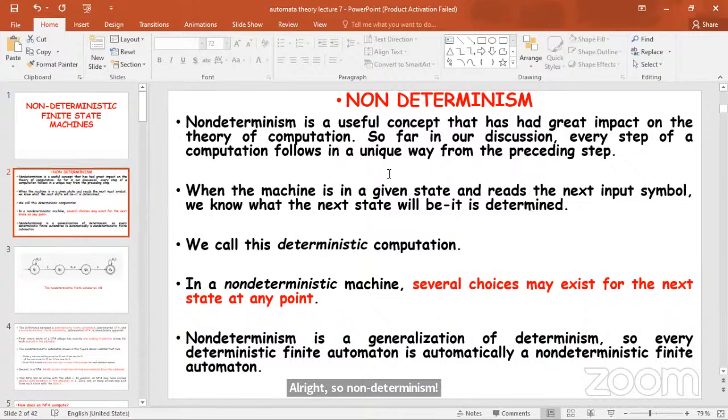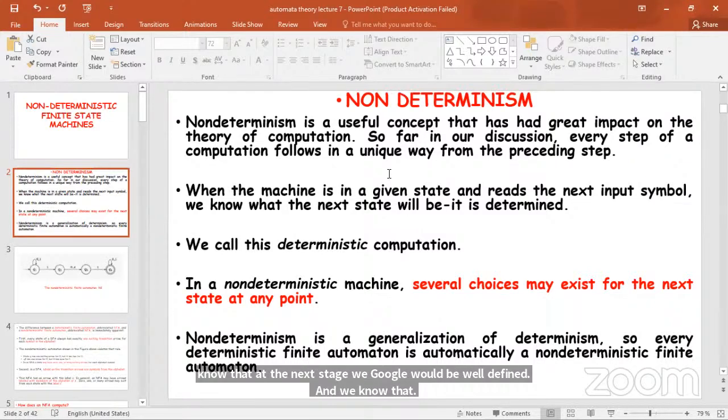So far in our discussion, we have looked at only a unique way of moving from previous steps to the other. So in state A, you can move to state B or state D upon the receipt of an input function. But when the machine is in a given state and reads the next input, we know that the next state it will go to will be well defined. So this is a deterministic or a determined movement.